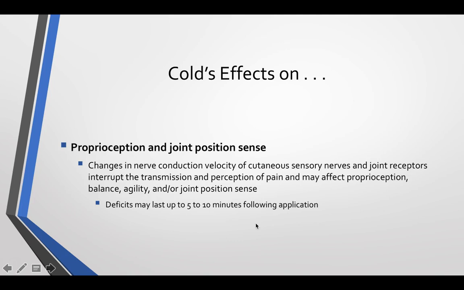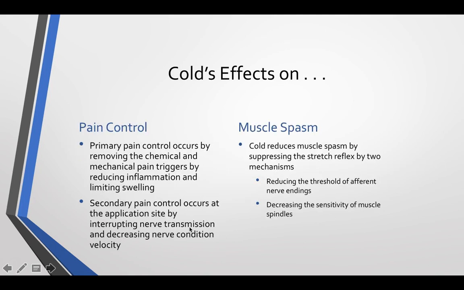Proprioception and joint position sense. So cold tends to affect how our joints can know their place in space because of that decrease in the nerve conduction velocity. And those deficits may last 5 to 10 minutes following application. So when we talk about using cold before doing an activity, what we call cryokinetics that we're going to talk about in a different video, we need to monitor that really closely. And this is also one of the reasons why you've heard the adage of let's not ice before activity, because your joint can become a little unaware of where it is. So you need to kind of monitor that really closely.